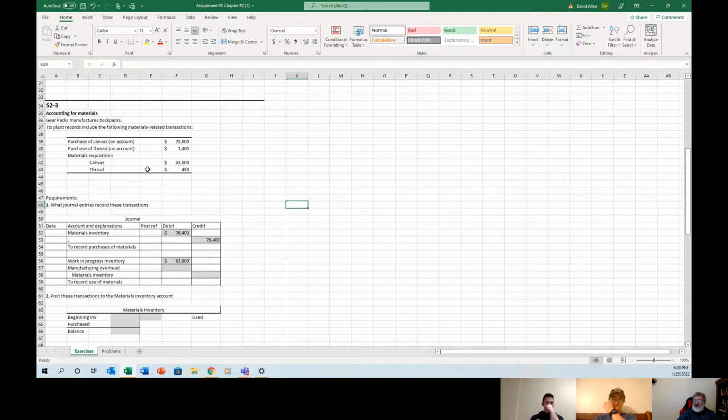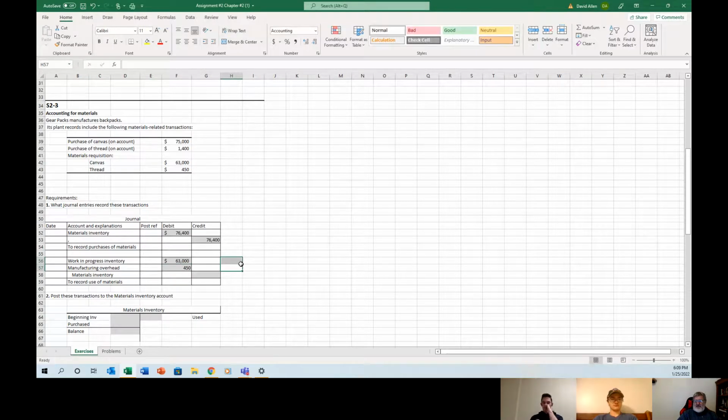Okay. So remember, what were we talking about in class? We were trying to distinguish the difference between work in progress inventory and manufacturing overhead. And here we're specifically talking about these journal accounts. So we're going to put this 450 here.